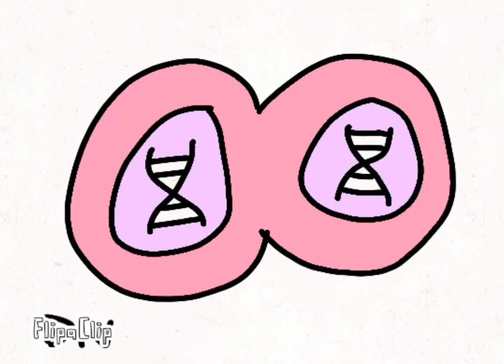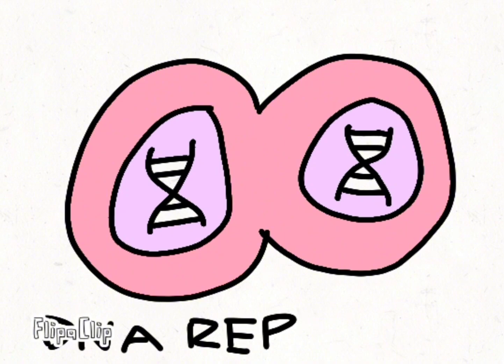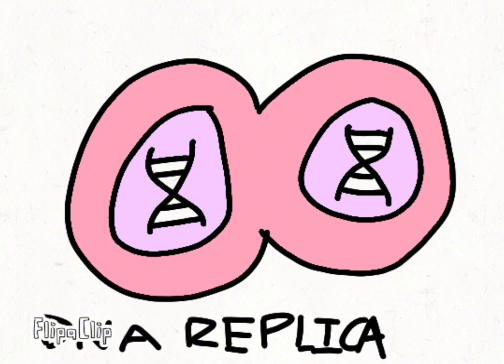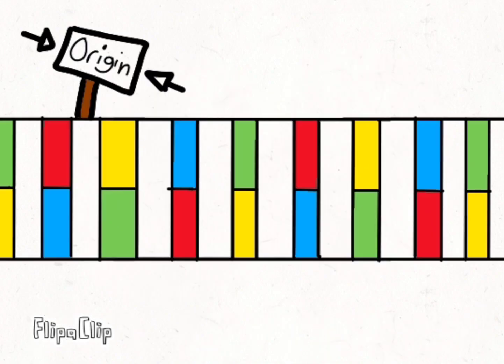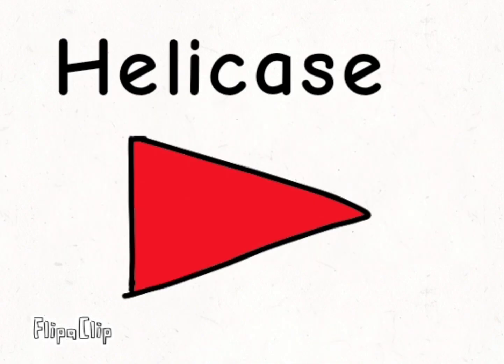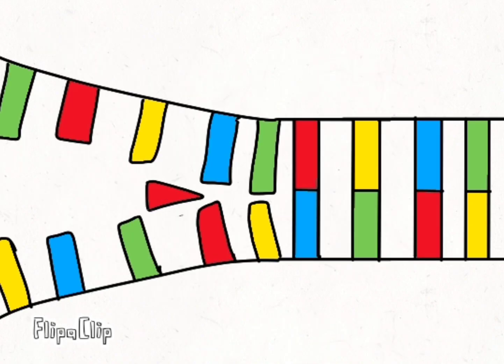It is essential for the DNA to replicate because when a cell divides, each new cell has to have a complete set of genetic information. This is done with a process called DNA replication. DNA replication starts at the origin. An enzyme called the helicase unwinds the DNA.